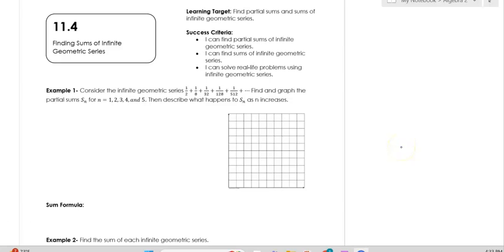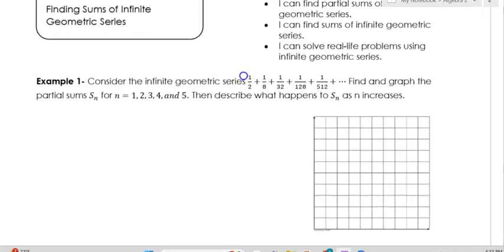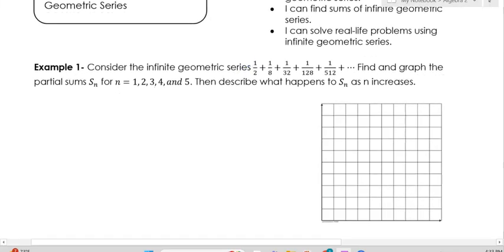These are the Algebra 1 11.4 notes. So what we're looking at here on example 1, it says this is an infinite geometric series. And it's a series because it's adding, and it's geometric because if we look at the common ratio every time, it's being multiplied by a common ratio of 1/4. So that's why it's geometric.